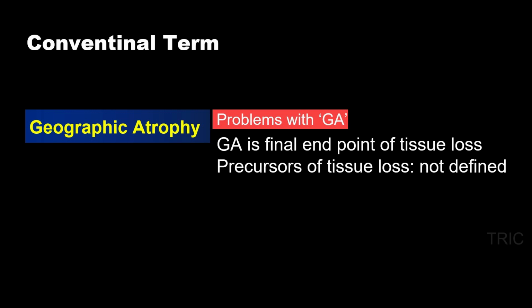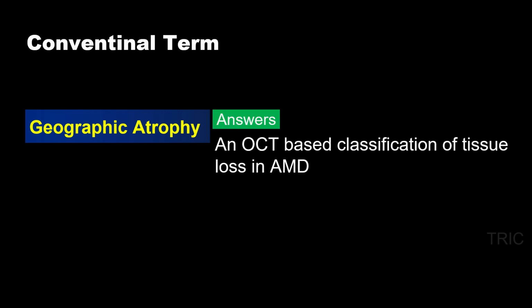With the newer therapeutic approaches being studied for GA, there was felt need to quantify and characterize the macular atrophy in dry AMD. However, GA in itself is an endpoint of retinal tissue loss and it does not have any scope of defining precursors to the final tissue loss. The answer to this problem with the term, geographic atrophy, was to define macular atrophy in dry AMD with respect to OCT parameters. An OCT-based classification was the need of the hour.